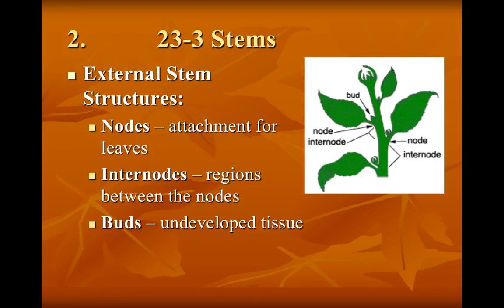And then lastly, depending on the type of plant, a lot of plants have underdeveloped tissue that, as the plant grows, may turn into other branches, other stems, or other leaves, but these are called buds. So in a lot of plants, this is actually going to extend to make a secondary branch that will also have leaves and nodes and buds as the plant gets bigger.